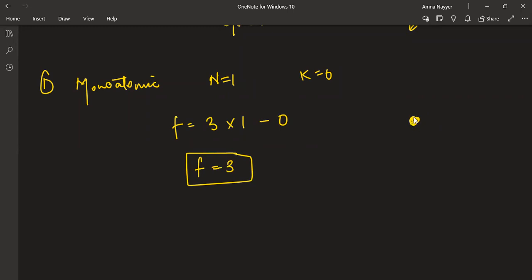It means that it can move in all the 3 planes. That's it. It can just translate. No rotation, no vibration, nothing. Only translational movement is permitted. That is the degrees of freedom. Now, if we talk about diatomic.